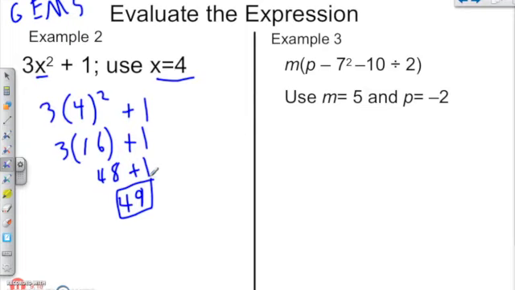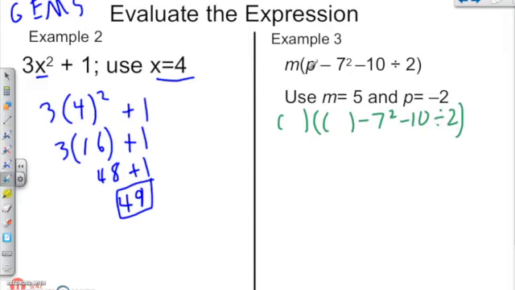We have one more example to do together, and that's example number 3. This time you'll notice they give us 2 variables. We're going to proceed exactly the same way. We're going to put parentheses wherever we see those variables. And I'll even put an extra set in there, just so that we can be clear on what we have. And I'll write the rest of this expression.